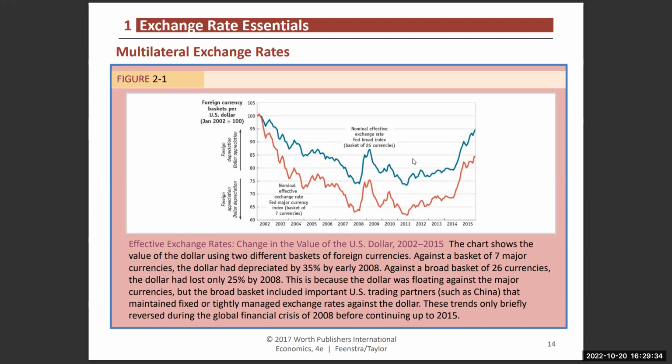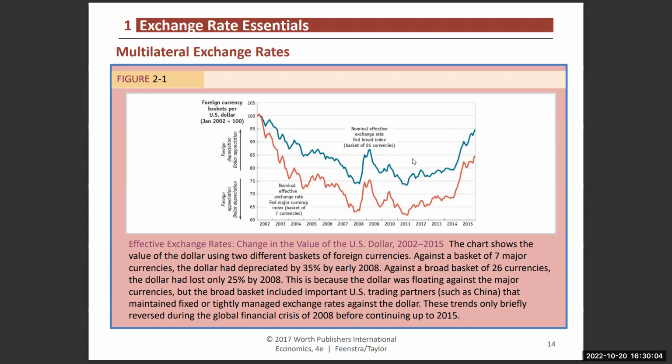So this is the example of multilateral exchange rate for United States. The blue line is the nominal effective exchange rate for a basket of 26 currencies. These are the 26 major partners of United States. And the red one is only 7 partners. So we can see that these 16 more countries make this difference, okay?